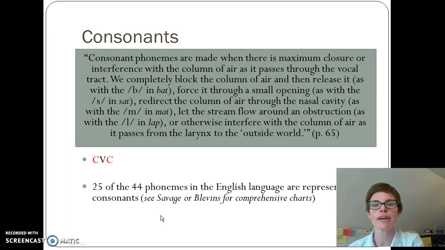You might let the stream of air flow around an obstruction, as in l. So there's an obstruction right here, and the air is flowing around it, like in lap, or you otherwise interfere with that column of air in some other way as it passes from your larynx to the outside world. That's a consonant. You are obstructing the sound as it comes out in order to make a different phoneme, a different sound. So we're going to talk about consonants throughout this class in all of the weeks that we are here together, all of the days we're here together.